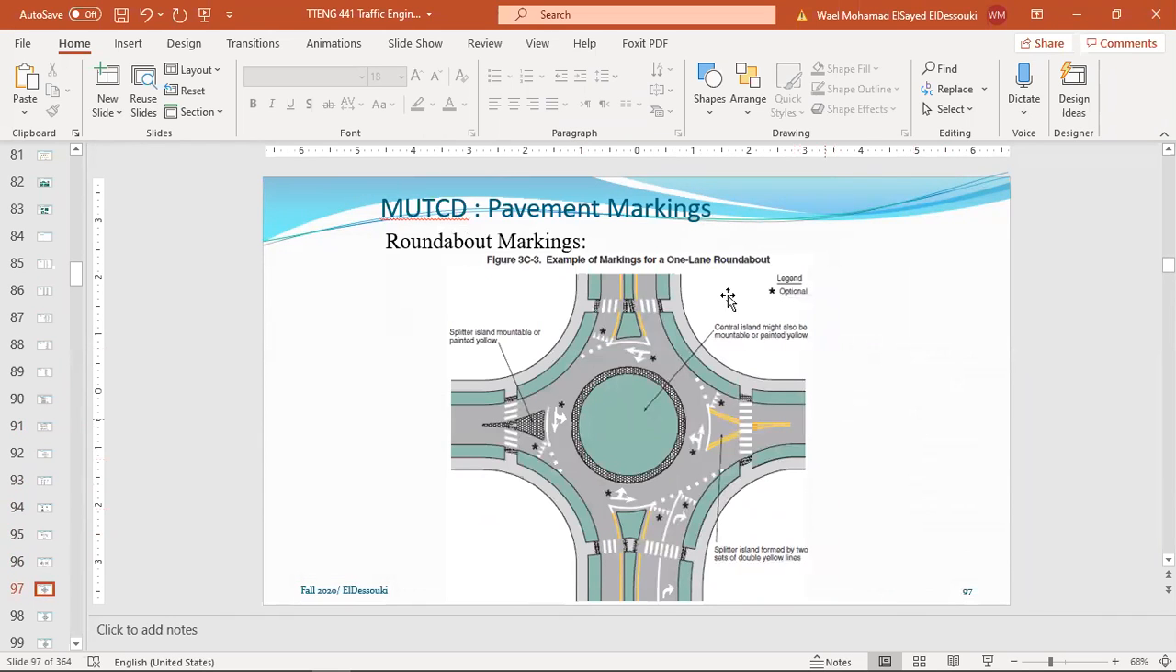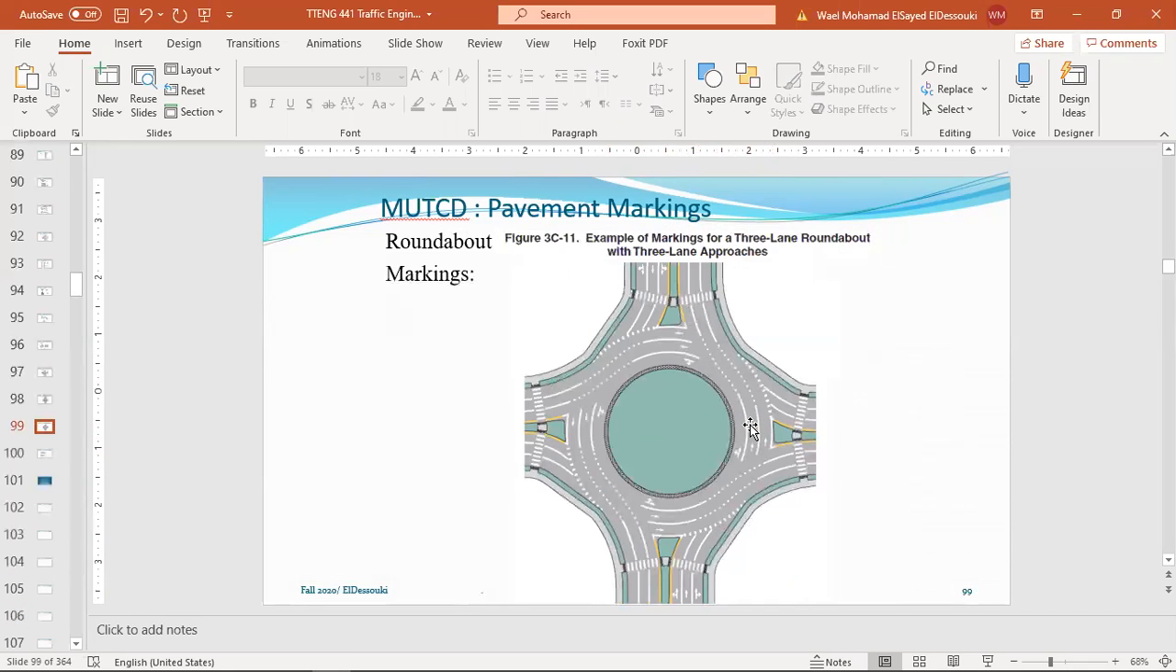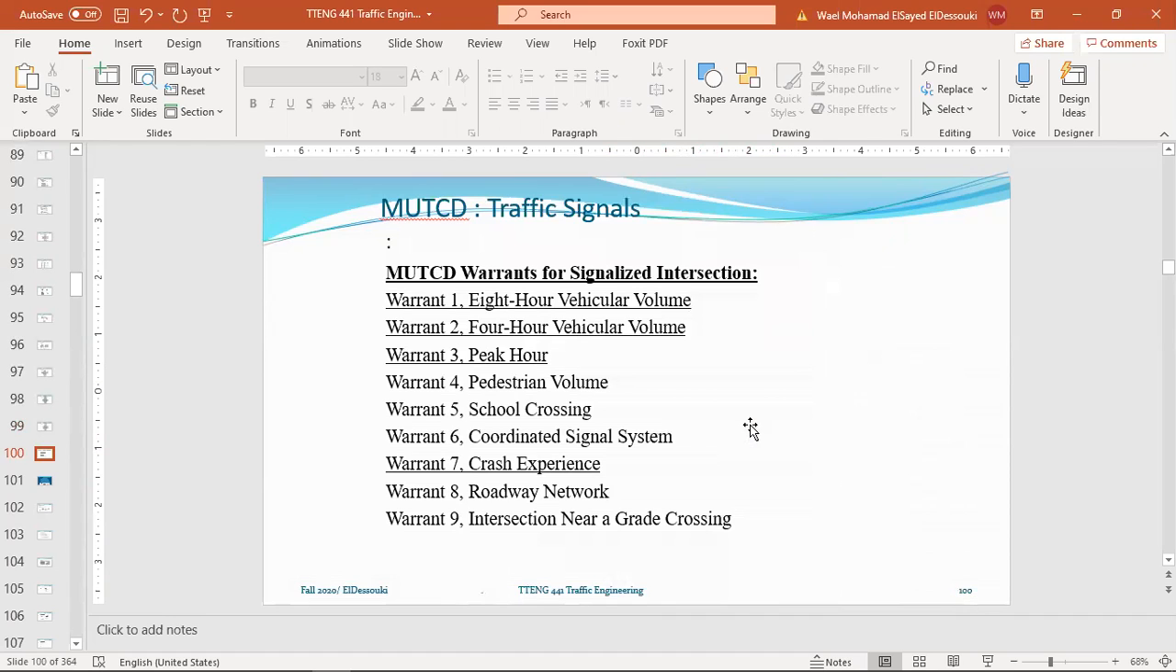This one, a roundabout, includes several pavement markings. It includes longitudinal and transverse. So that's an example of the deployment of these pavement markings. Then the third part is the traffic signals, or warrants. The traffic signals have 9 warrants in order to be deployed, and we will discuss that in the last chapter of this course.